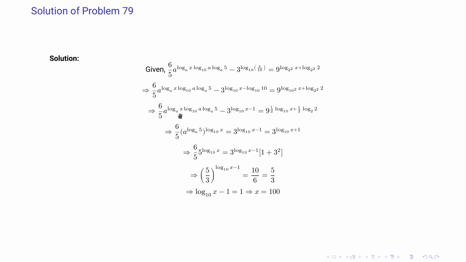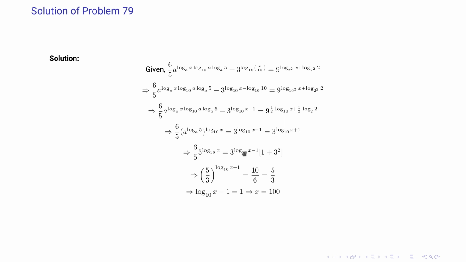We apply the base change on left hand side. It becomes 6 to the power 6 by 5 into a to the power log of 5 with base a into log of x with base 10. So we know that when we have a to the power log of n with base a, then that is equal to n. So what is in the brackets will be equal to 5. So 5 will get cancelled.